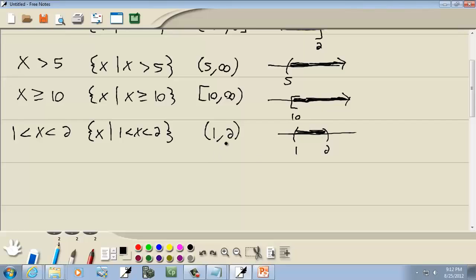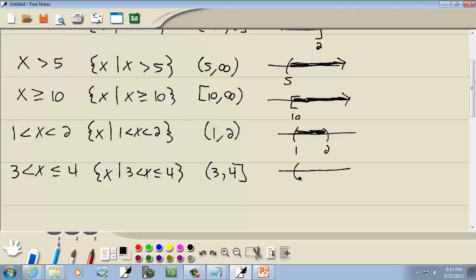Now, if you have set builder, the graph is very easy. You know, parentheses on the 1, parentheses on 2. And then you shade them. Let's see. 3 is less than x is less than or equal to 4. Again, set builder is very simple. Interval is a little harder, but less than on the 3 means parentheses. Less than or equal to on the 4 means brackets. Then our graph, parentheses on the 3, brackets on the 4, and shade in between.